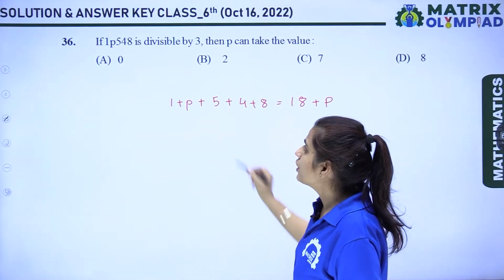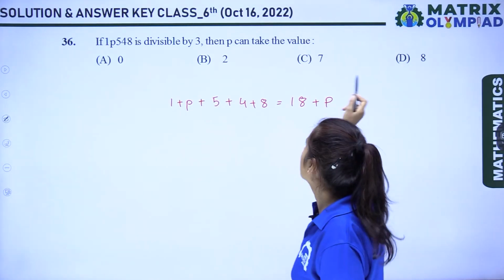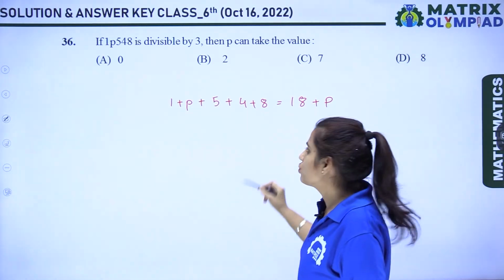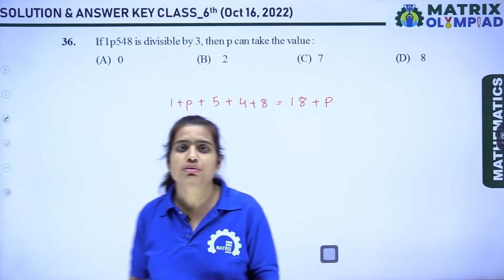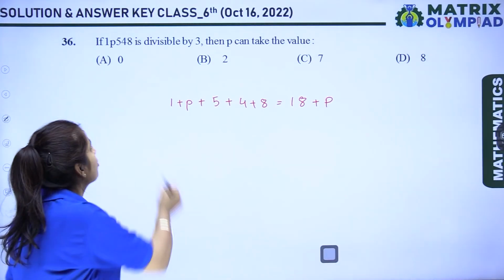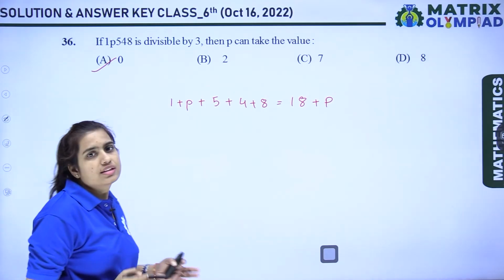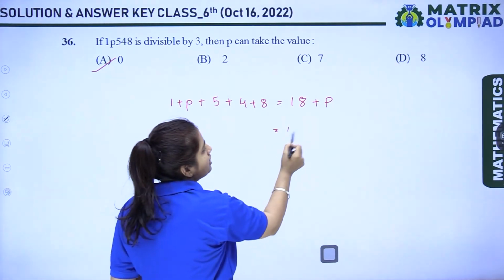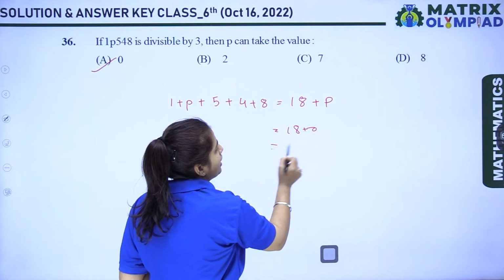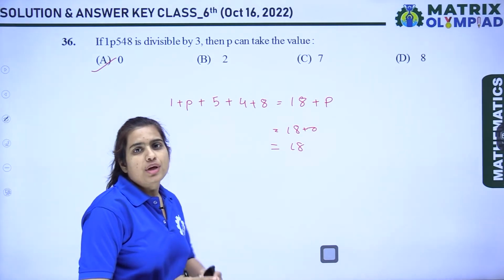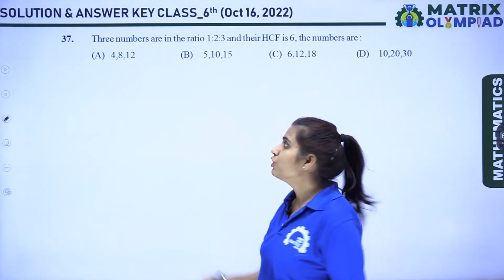Now here we have 4 options. We have to check which option is the correct one. So here 18 is already divisible by 3. So we will go for option A, that is 0. So here 18 plus 0 is 18. So 18 is divisible by 3. Now let's move on to the next question.